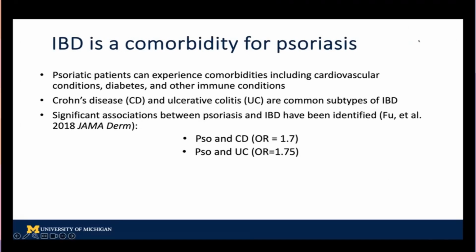So psoriasis patients can experience different types of comorbidities, including cardiovascular conditions, diabetes, or other immune conditions. IBD is also one of the comorbidities, which includes Crohn's disease or ulcerative colitis, CD or UC. They're common subtypes of IBD. Different epidemiological studies have been conducted trying to understand the associations, and one of the recent studies shows the odds ratios for occurring psoriasis with CD or UC is around 1.7.